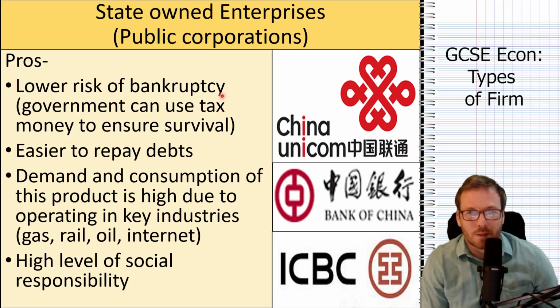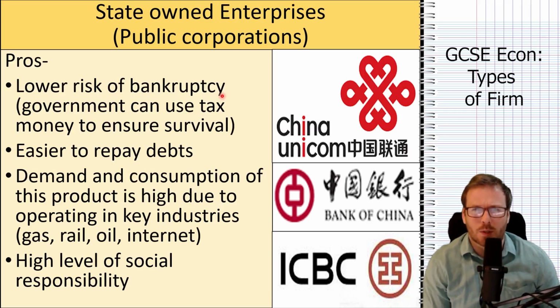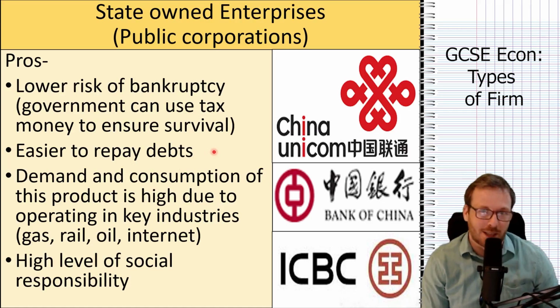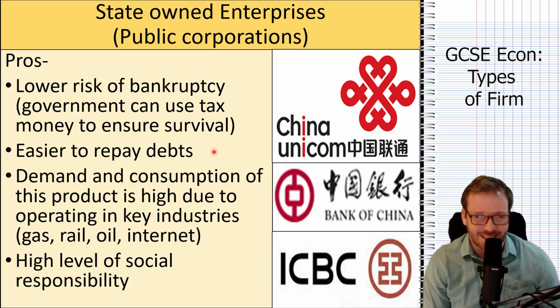It doesn't matter if it's losing money. Every household needs clean water, good electricity. Well, they can easily repay debts because the government are the ones that create the money to pay the debt. Because it's key industries, they're really important, and there's an argument they should be protected by the government and produced and provided by the government. And it's more about social responsibility than making profit.